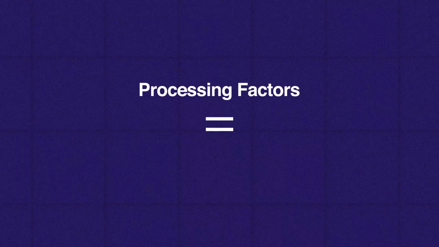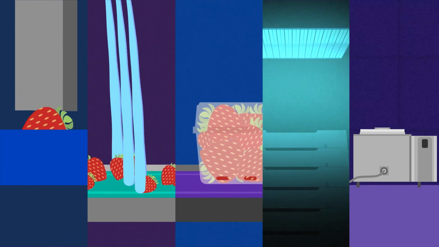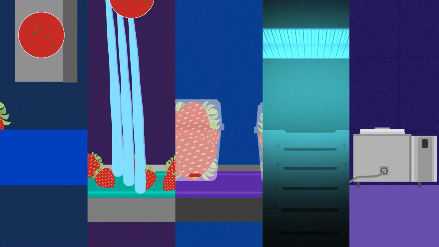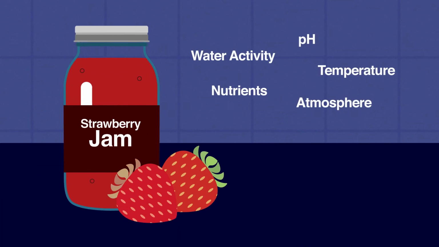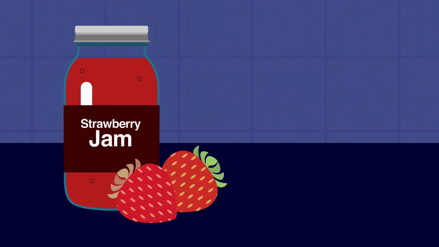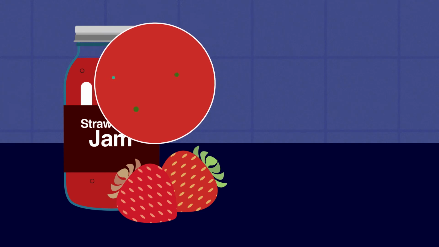Processing factors are the treatments used in food production, including but not limited to slicing, washing, packing, irradiation, pasteurization, and others. These factors will affect the composition of the food and consequently modify the types and numbers of microorganisms that remain in the food after treatment. Each of the factors mentioned plays an important role in bacterial growth. However, the interactions among them ultimately determine which microorganisms will multiply and which won't.